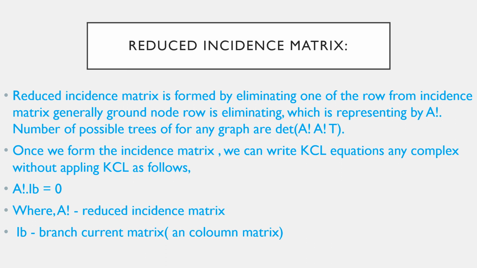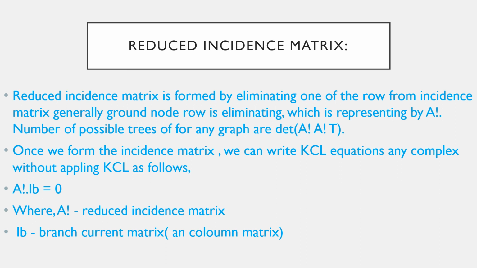So the reduced incidence matrix is formed by eliminating one of the rows from the incidence matrix, generally the ground node row is eliminated, which is represented by A. A A transpose, or the number of possible trees of any graph, is the determinant of A A transpose.